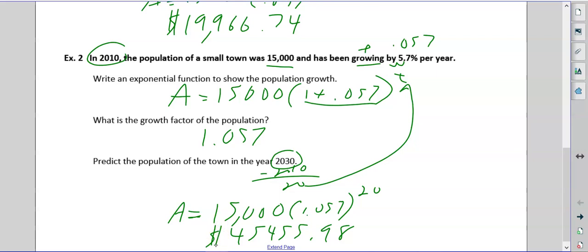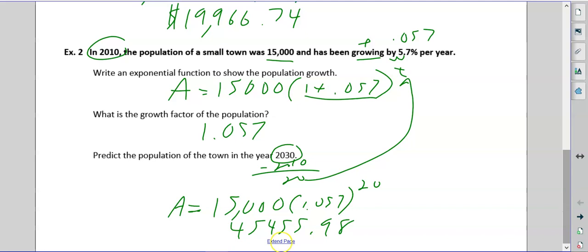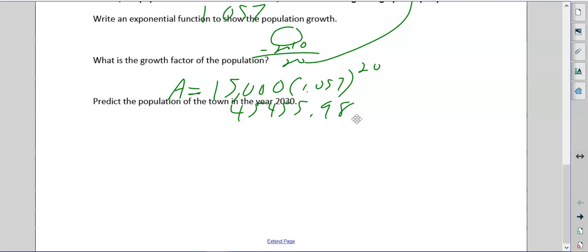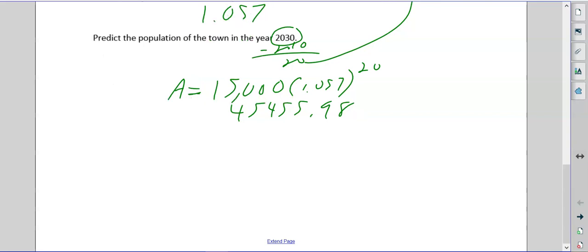Whoops, sorry, this is not a money one. Now, when we're talking about people, we're not rounding to money. We actually don't have enough to make this whole number of people. We have 0.98. So actually, it's 45,455 people.